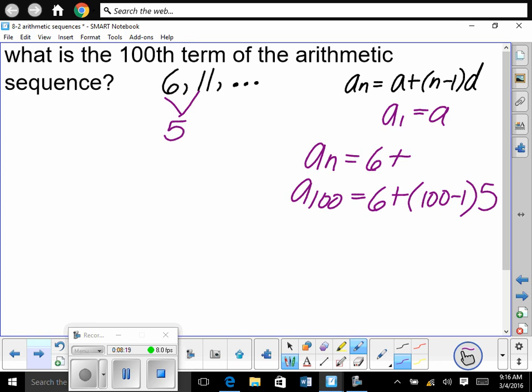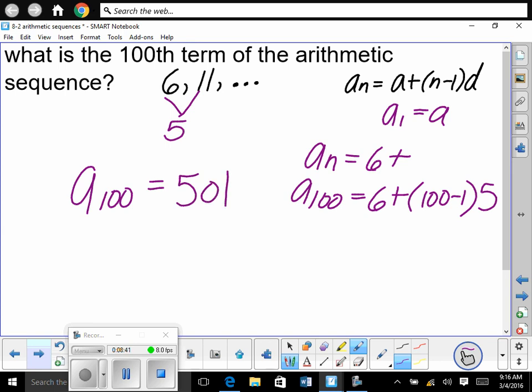So here we go. Type it in. Make sure you use parentheses where you see them. So 6 plus 100 minus 1, close your parentheses, times 5. Did you get 501? Yep. So a sub 100 is equal to 501, which means the 100th term would have been 501.